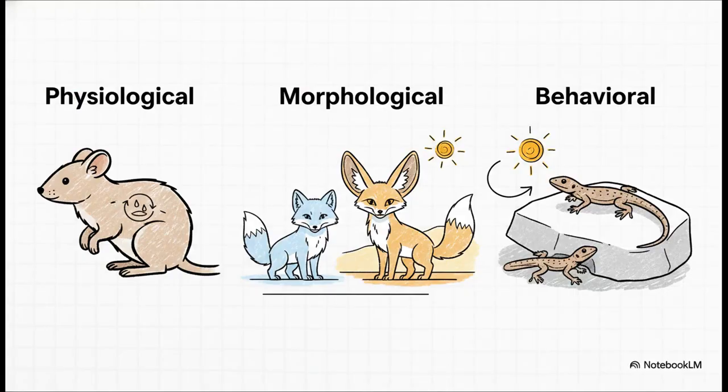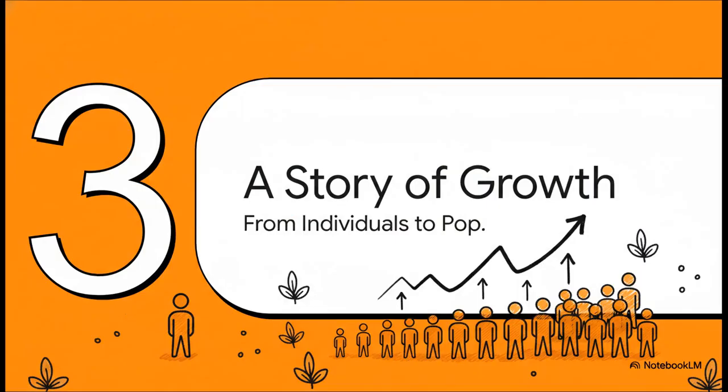These survival strategies lead to some absolutely incredible adaptations. You've got physiological ones, like the kangaroo rat, which makes super concentrated urine to save every last drop of water. You've got morphological or physical changes, which is what Allen's rule is all about, why animals in cold places have shorter limbs to keep warm. And then you have behavioral tricks, like a desert lizard that just knows when to sunbathe and when to find some shade.